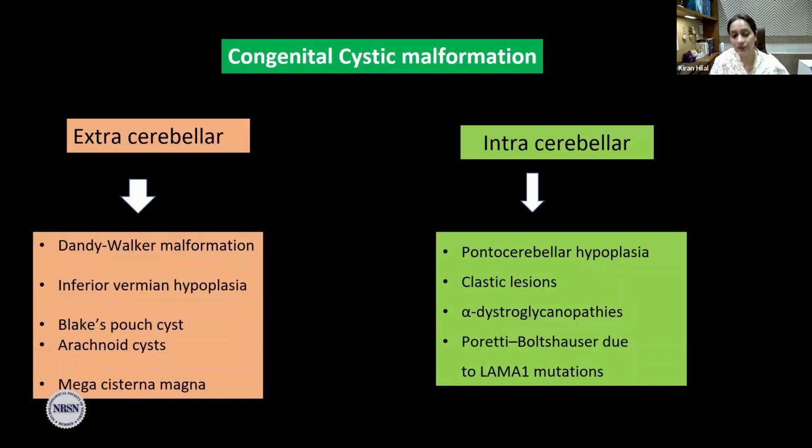Regarding the intracerebral cystic lesions, there is a big list of lesions which include dystroglycanopathy, LAMA mutation, and pontocerebellar hypoplasia. All of these cystic lesions occur within the cerebral brain parenchyma. But that's another big talk and we won't be able to cover it.